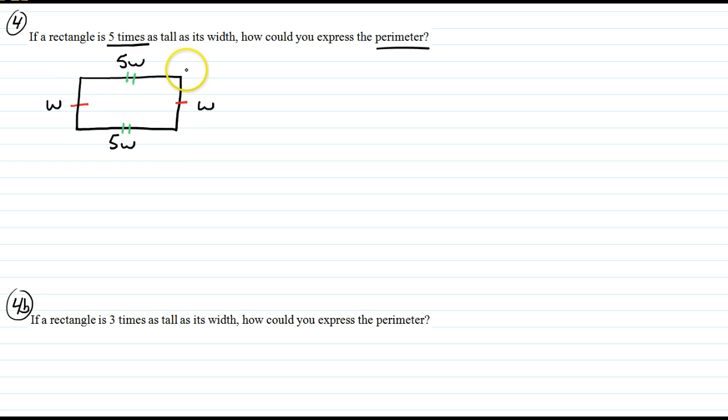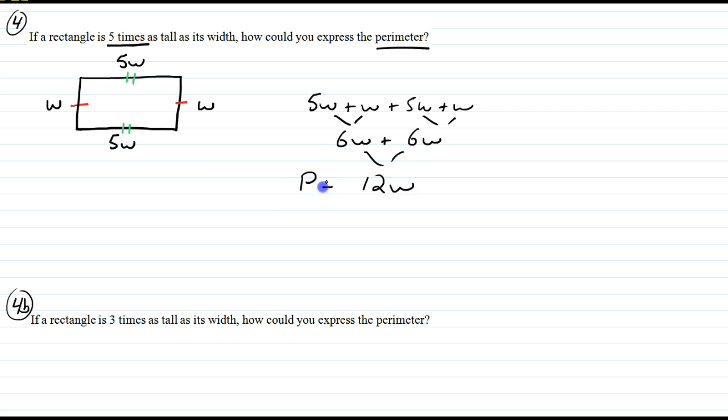And so now we're just looking for the perimeter. And so it's just going to be 5w plus w plus 5w plus w. So you just combine your like terms. So here the 5 and the 1 is going to give us 6w. And 6 and 6 is going to give us 12w. So the perimeter of this rectangle would be 12w. Try 4b on your own.